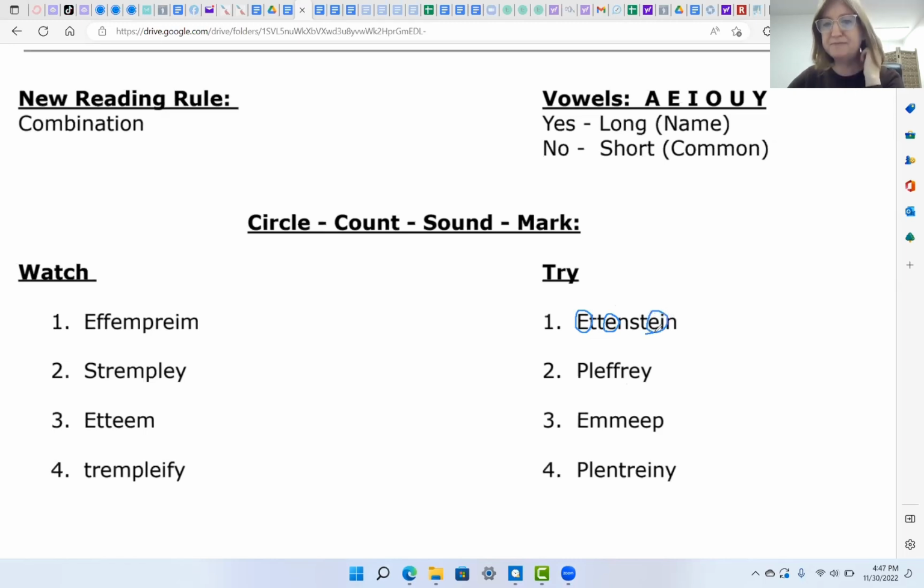Looks like a German word. If it was German, it would say something else, but we're going to pretend that this is an American word. So this E we know says its short sound because there's a double letter after it. This E we know says its short sound because there are 2 consonants after it. 1, 2. This EI we know is a reading hack that says the long E sound.